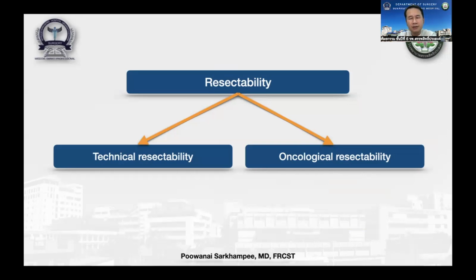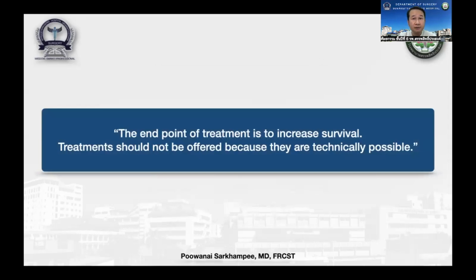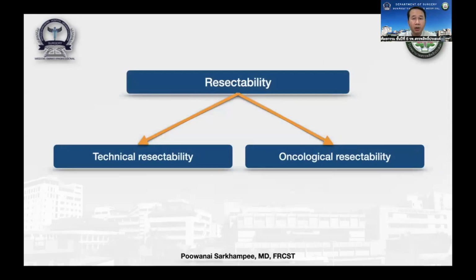Some centers will say biological resectability. Okay, technical resectability means that for perihilar cholangiocarcinoma, you must achieve an R0 resection technically, you must maintain the biliary enteric flow for the patient and preserve vascular inflow and outflow. Okay, and after you resect the tumor, the liver must have an adequate future liver volume for the patient. Okay, this is technical resectability, but the endpoint of the treatment is to increase survival. The treatment should not be offered to the patient just because it is technically possible. Okay, so the important part of resectability assessment is oncological resectability.